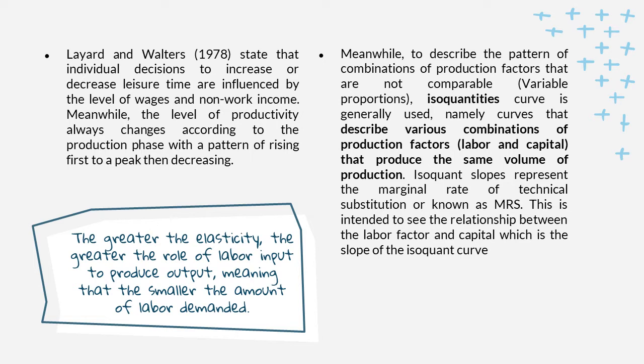Meanwhile, to describe the pattern of combination of production factors that are not comparable, or variable proportions, the isoquant curve is generally used, namely curves that describe various combinations of production factors, labor and capital, that produce the same volume of production. Isoquant slopes represent the marginal rate of technical substitution, known as MRS. This is intended to see the relationship between the labor factor and capital, which is the slope of the isoquant curve.